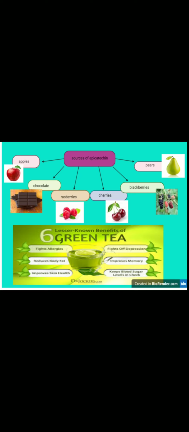As a conclusion, we can say that green tea has many benefits, including that it fights against allergies, reduces body fat, improves skin health, keeps blood sugar levels in check, and improves memory and fights depression. So these are the benefits of green tea.